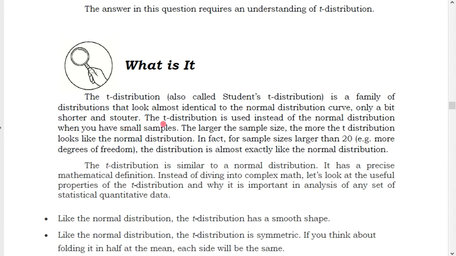The t-distribution, also called the student's t-distribution, is a family of distributions that look almost identical to the normal distribution curve, only a bit shorter and stouter. The t-distribution is used instead of the normal distribution when you have small samples. The larger the sample size, the more the t-distribution looks like the normal distribution. In fact, with a sample size larger than 20, the distribution is almost exactly like the normal distribution. The t-distribution is similar to the normal distribution.